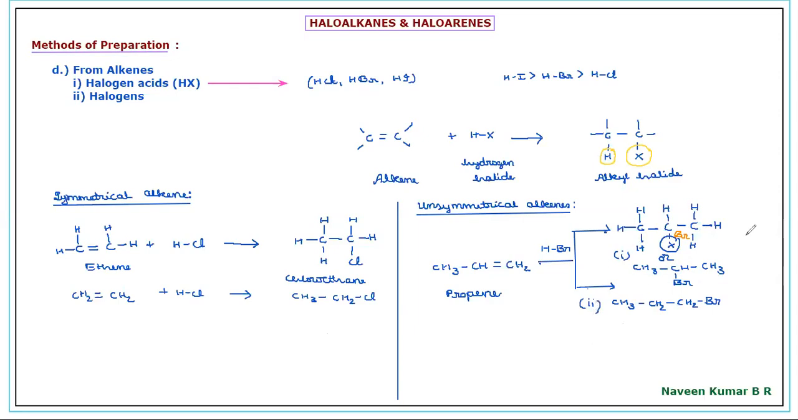If we observe both, the first one is 2-bromopropane, and this one is 1-bromopropane. 2-bromopropane and 1-bromopropane. We know that from Markovnikov's rule, 2-bromopropane will be obtained as the major product. 1-bromopropane will be obtained as a minor product, or a product obtained in lesser yield. Now this is according to Markovnikov's rule.